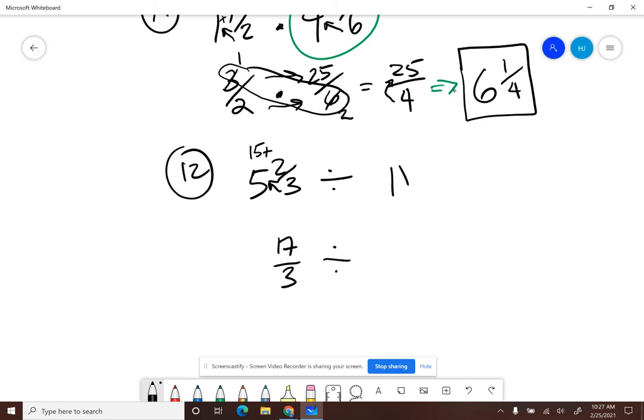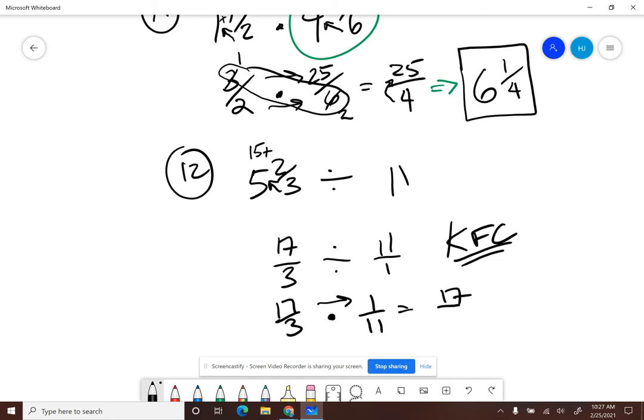Well, I can make any number a fraction by putting it over 1. So I've got 17/3 divided by 11/1, right? And again, this is a division problem. How do we handle that? KFC. Think of chicken. So keep, flip, and change to multiplication. And now all we have to do is multiply straight across. 17 times 1 is 17. 3 times 11 is 33. And ladies and gentlemen, right there, we have our answer for that one.